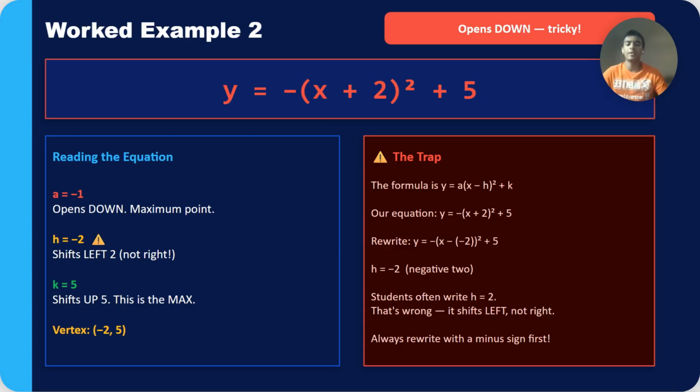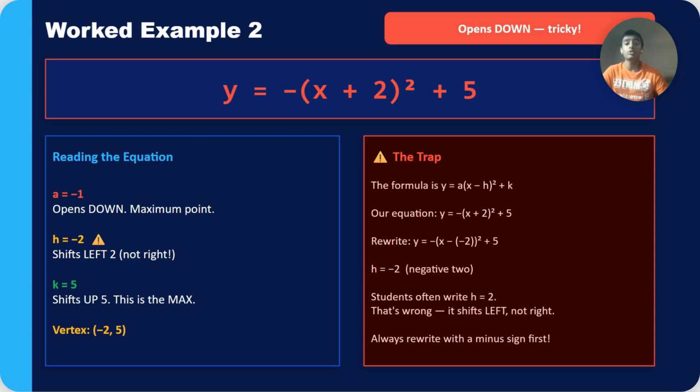The h trap. The equation has x plus 2, but vertex form uses x minus h. So rewrite it as x minus negative 2. That means h equals negative 2. The parabola shifts left 2, not right. This is where most students lose the points on the test.